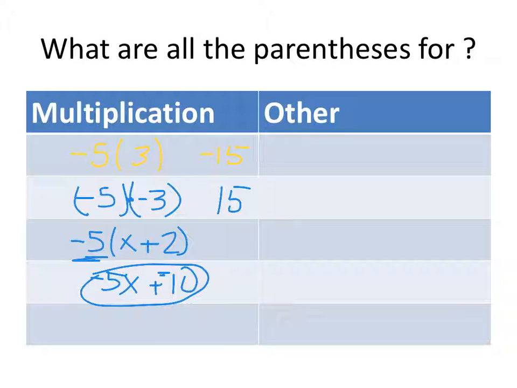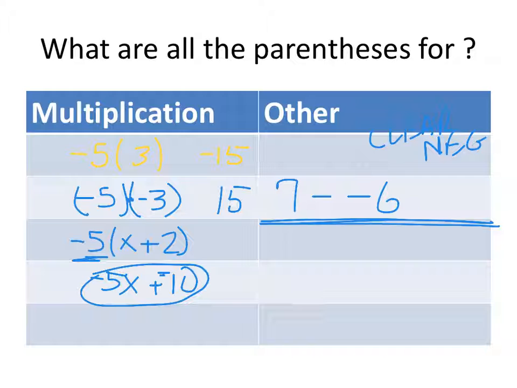The other reason we might have parentheses is to clear up a negative. For example, let's say we had 7 minus -6. That's kind of hard to tell, or these two negatives might look close together and make you think it's just 7 minus 6. So we often put it in parentheses to tell us that, hello, I'm negative. And that's the case. We can look at 7 minus -6, which is the same thing as 7 plus 6, which is 13.